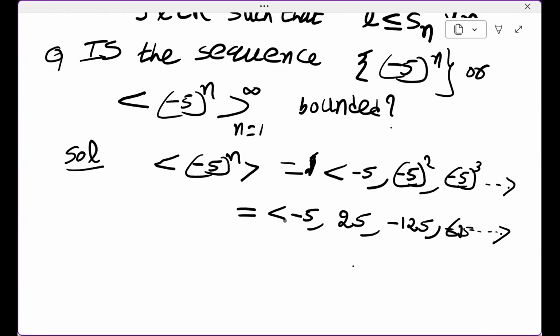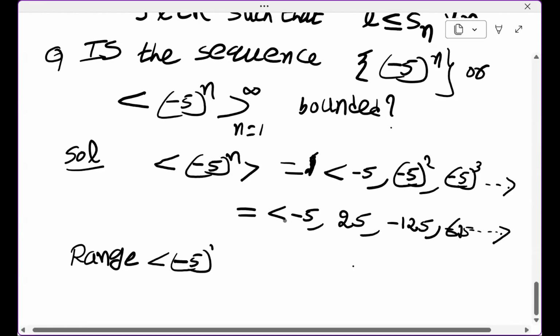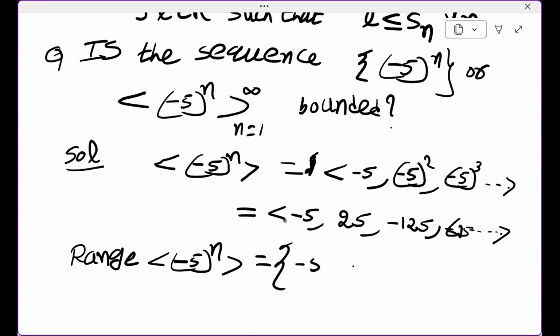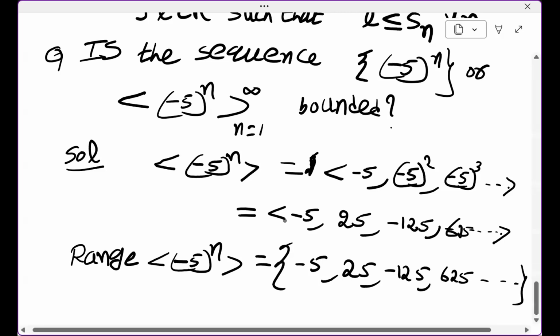What is the nth term? -5 whole power n. It is not fixed. So whenever you want to get a lower bound, first let us write the range. What is the range of this sequence? Set of all different values. That is -5, 25, -125, 625, and so on. This is the range. Range is infinite. The set is infinite.